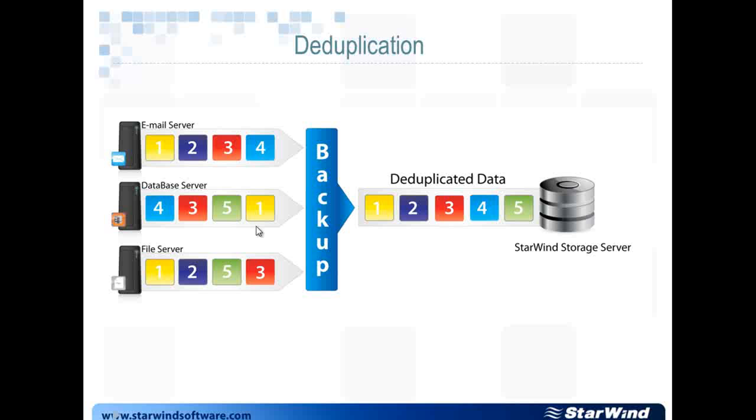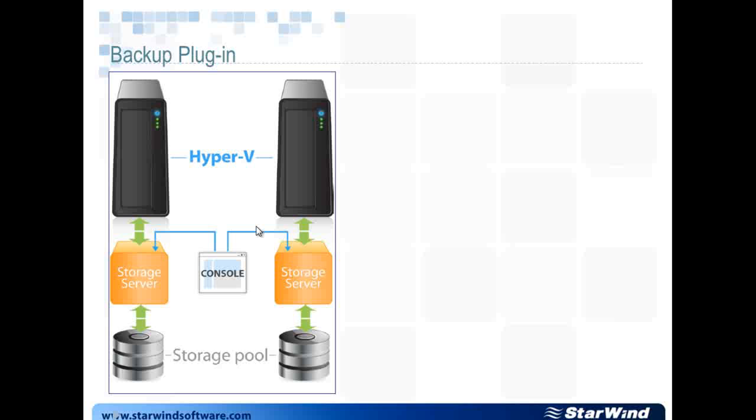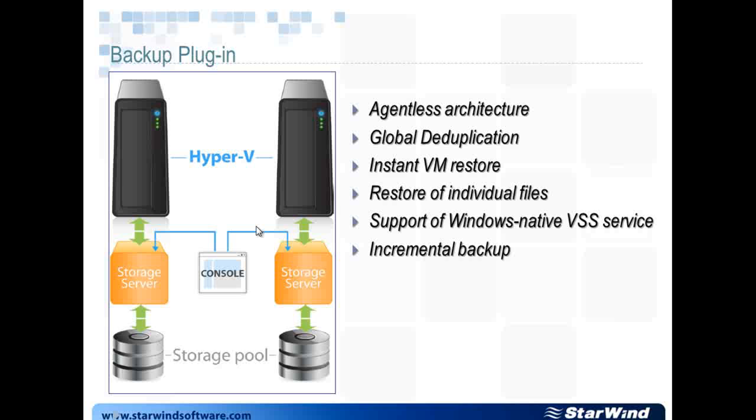And as you may know, StarWind can offer a backup plugin. For now, we can offer a product that can seamlessly back up Hyper-V virtual machines. Let's quickly overview what features it can offer. Agentless architecture. In short, you don't need to reboot either the physical host or the virtual machine after the backup software is installed. Everybody knows how painful this question may be.